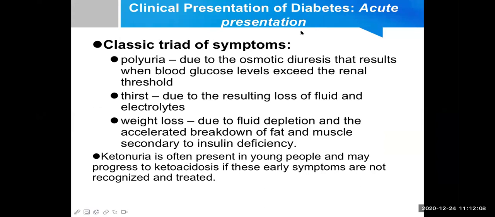Now, this is known as the acute presentation of diabetes. See here. The classical triad of symptoms in diabetes mellitus is polyuria, thirst, and weight loss. Polyuria, thirst, and weight loss. So let me clarify this for you.